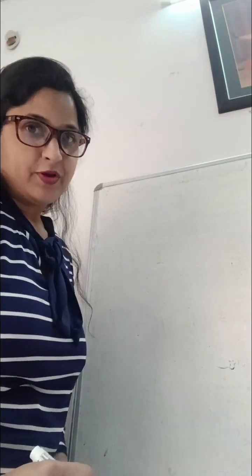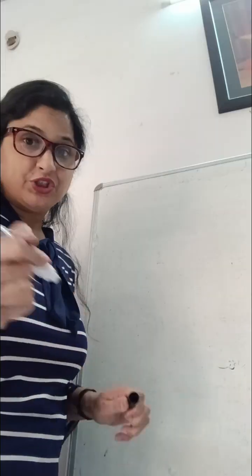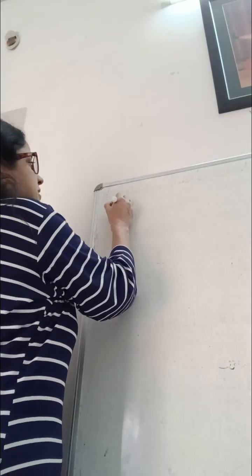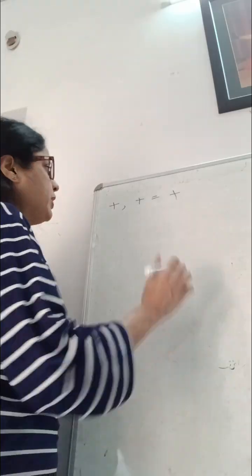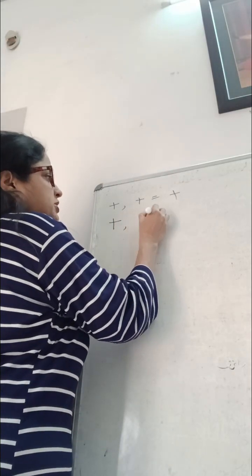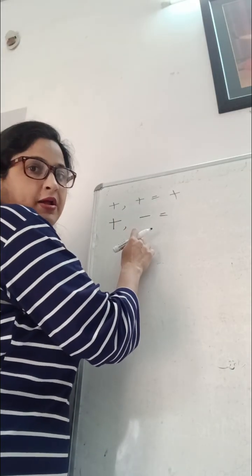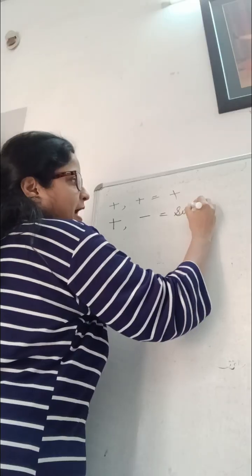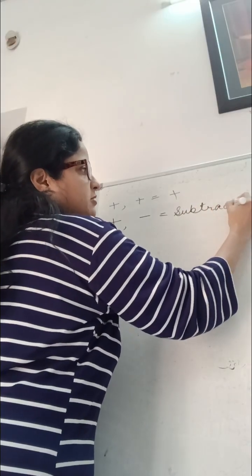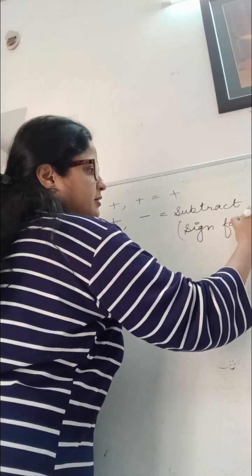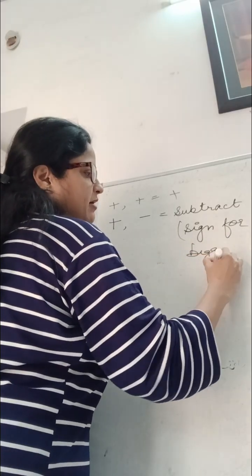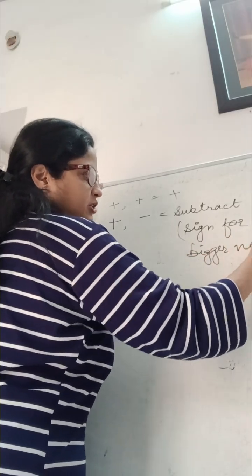Let me also give you a revision of integers. Plus and plus will always be added with a positive sign. But if there is a positive and a negative sign, then you are going to subtract, but the sign of the bigger number will be put.